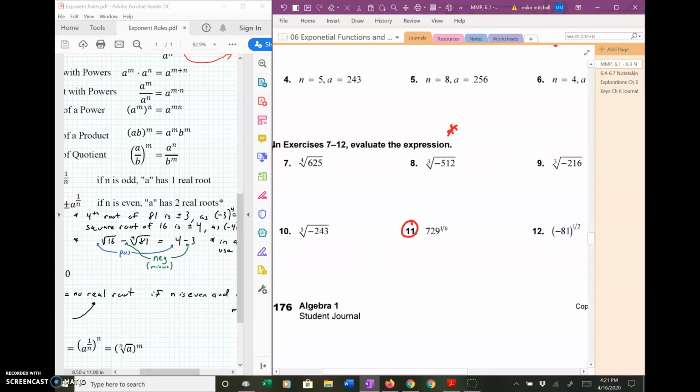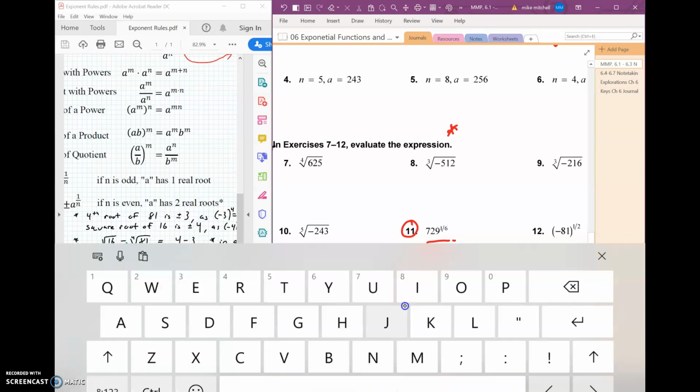On this one, again, evaluate the expression. We got the 1/6 here. That 6 is in the denominator, so that's going to mean it's the 6th root of 729. Or what we're really looking for here, what number to the 6th power equals 729? I'm going to start with some 3s.